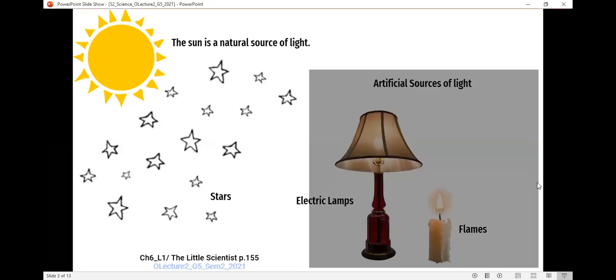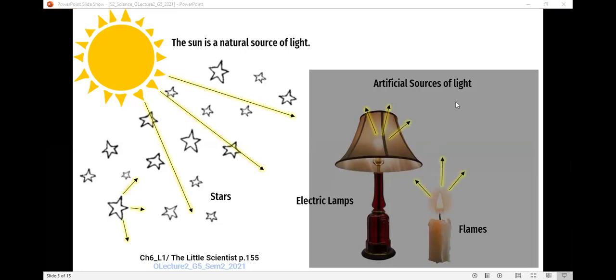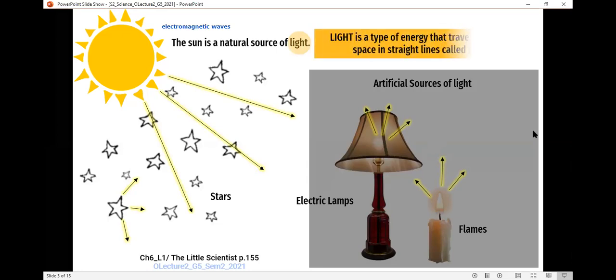Light is a type of energy that moves in space in straight lines. And these lines are called rays. Again, light is made of electromagnetic waves. There is no need to memorize this. I'm just giving you extra information. These electromagnetic waves travel in space in straight lines. And these lines are called rays.